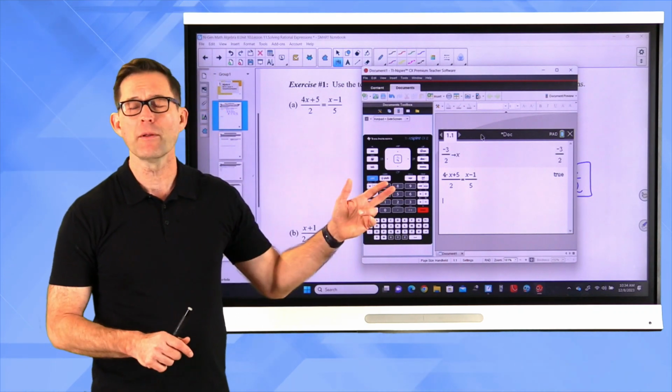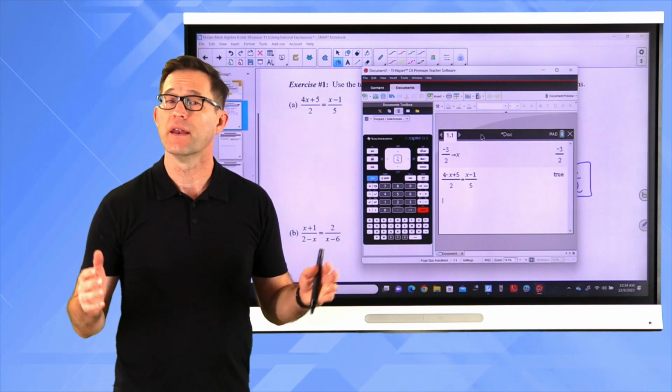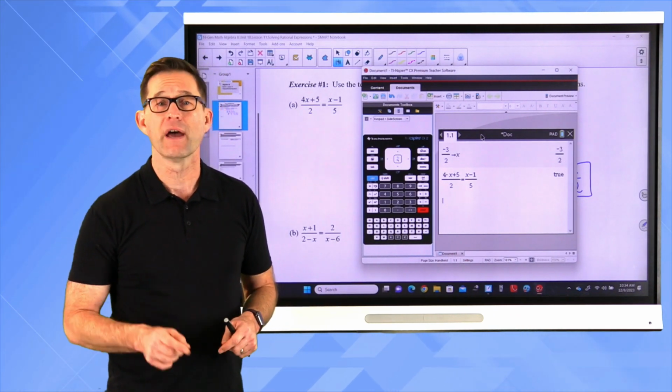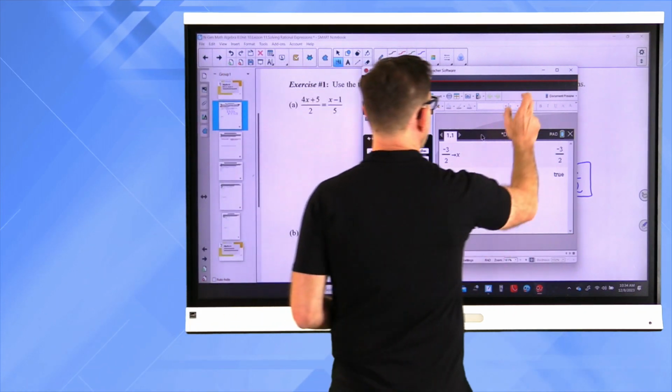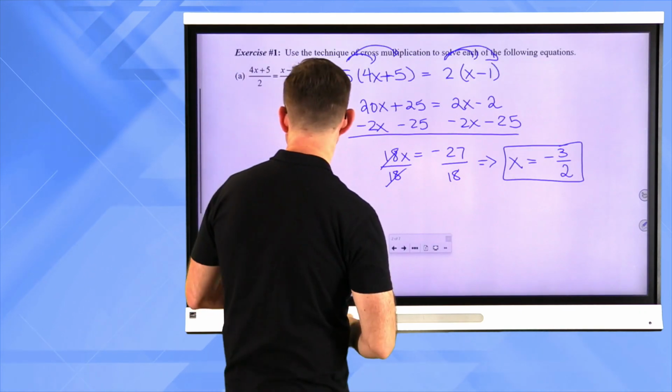All right, we'll probably be using the calculator just a little bit more in this lesson to check some solutions. It is a great tool. Never forget that you have it. All graphing calculators should be able to check equations to see if you have the right solution.